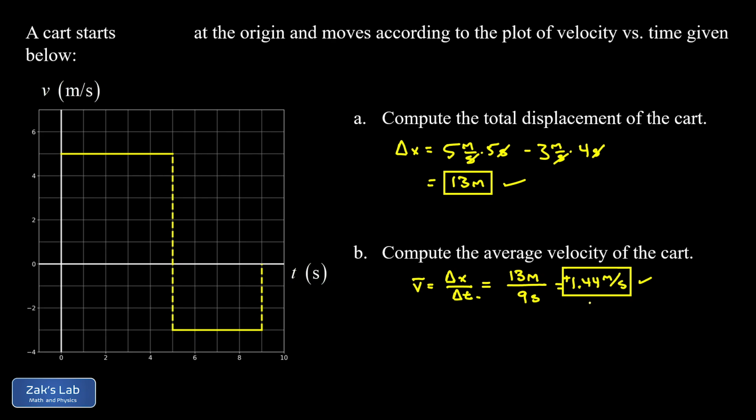This number, 1.44 meters per second, means that on average, the car covers 1.44 meters every time 1 second goes by. If you take the arithmetic mean, let's just add these together real quick. I added the two velocities, 5 plus negative 3, and then divide by 2. You actually get 1 meter per second for that, and that doesn't have any relevant physical meaning in this problem. So I just wanted to point out that common mistake. What we really mean by average velocity is just total displacement divided by total time.